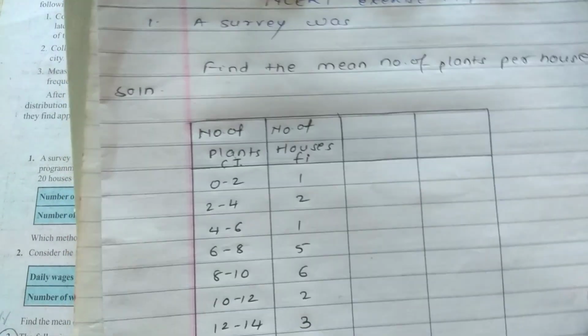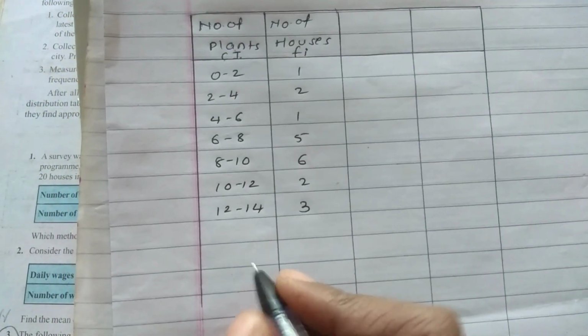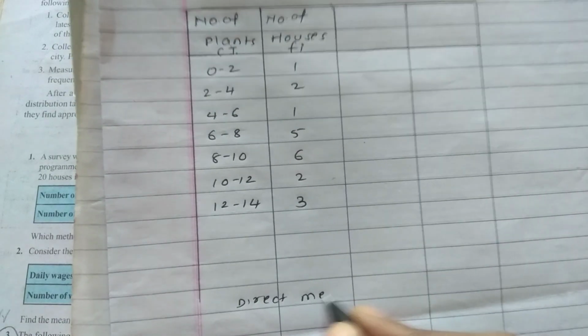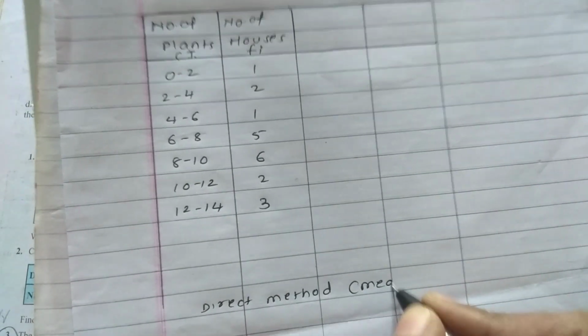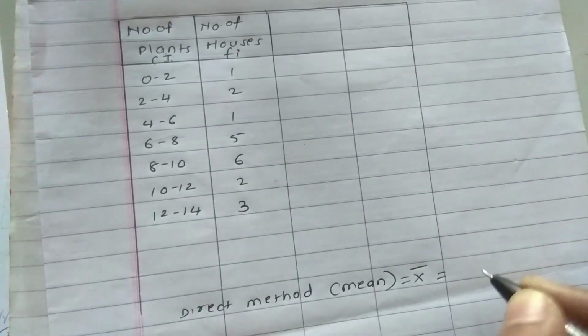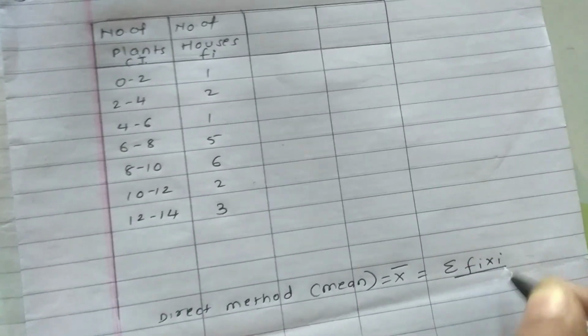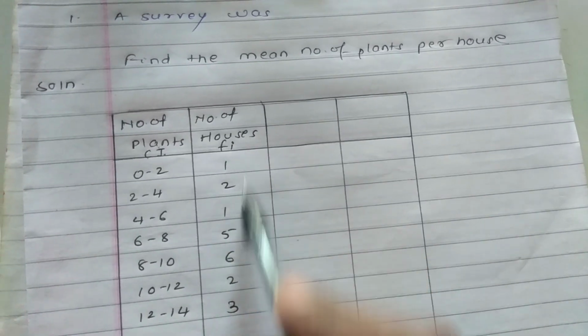Now here I'll tell you the direct method of finding the mean. So the formula, just we will see first, direct method of finding the mean. For mean, you can show mean with the short form x bar. So here summation of fi xi divided by summation of fi. So now you know what fi is. These are the frequencies. This column we know.